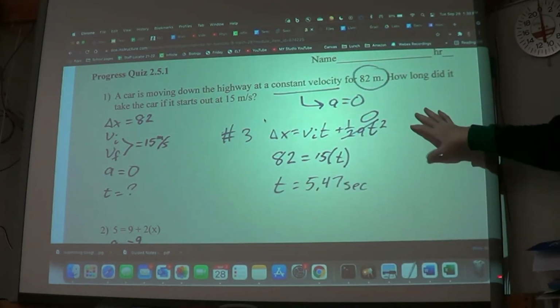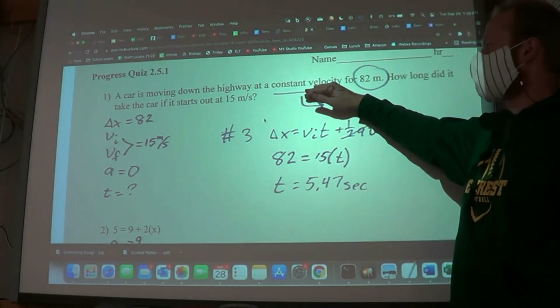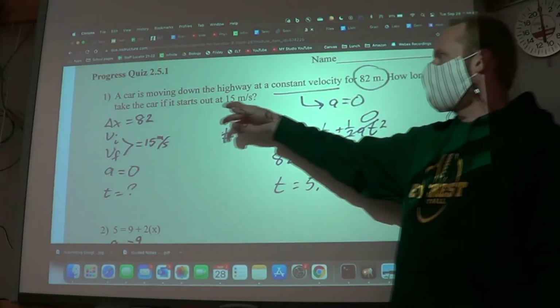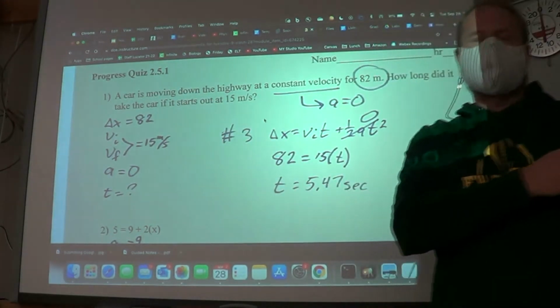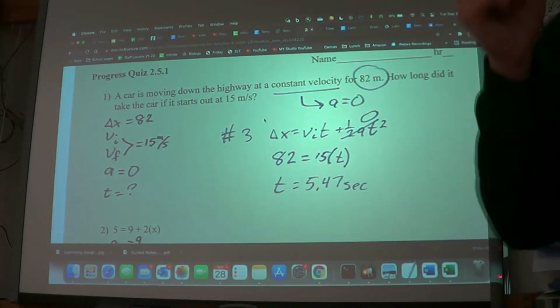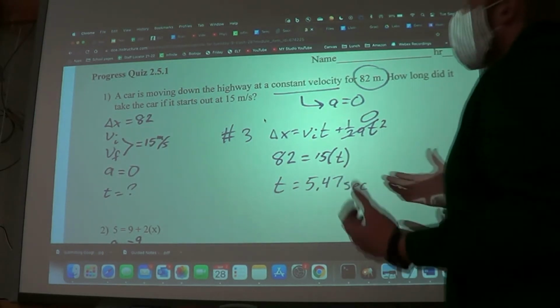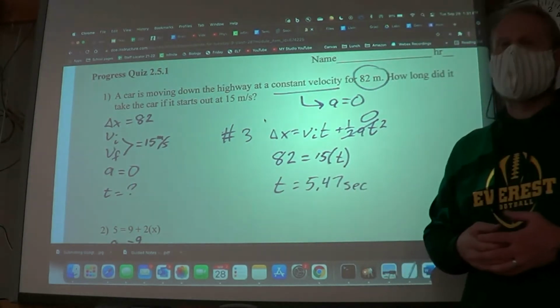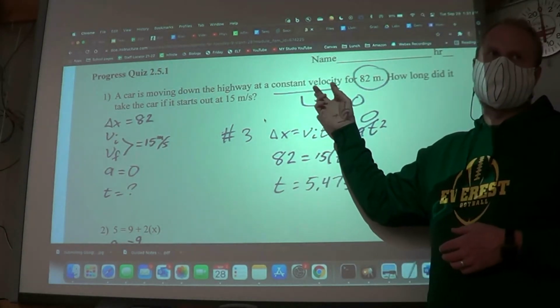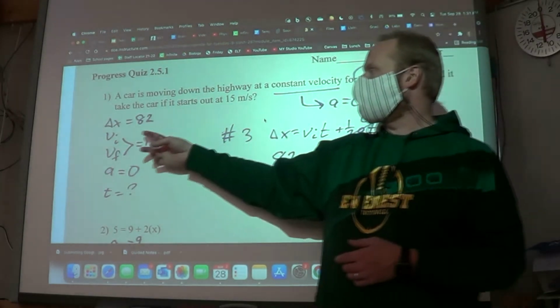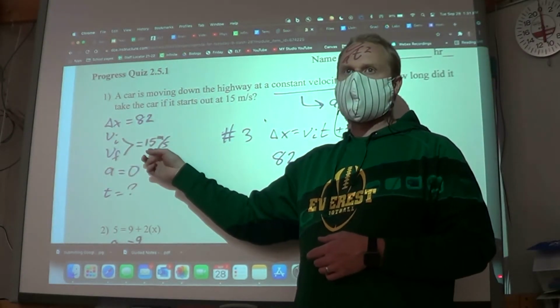So, for this one, a car is moving at a constant velocity. I give you a distance of 82, and it starts out at 15 meters per second. I'll be honest, I was trying to be a little misleading with "it starts at." It's not wrong, it did start at 15 meters per second. However, what does constant velocity mean? Vi and Vf are the same. Our initial and our final are going to be the same value.